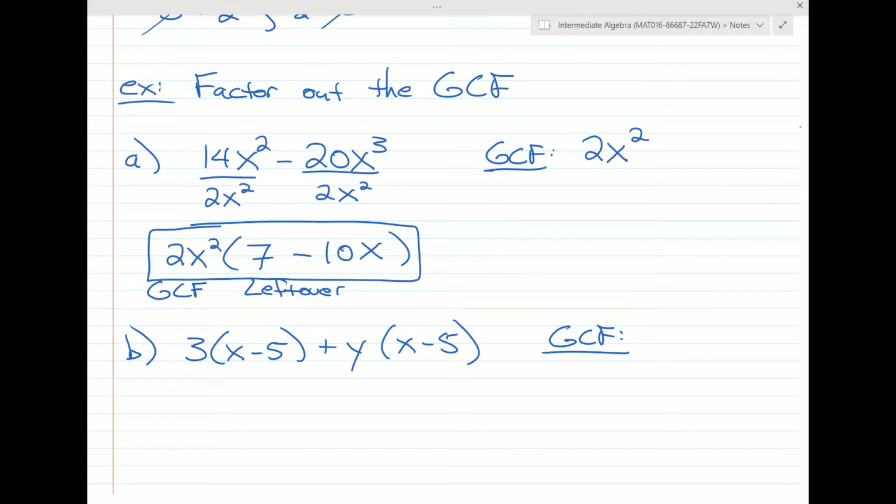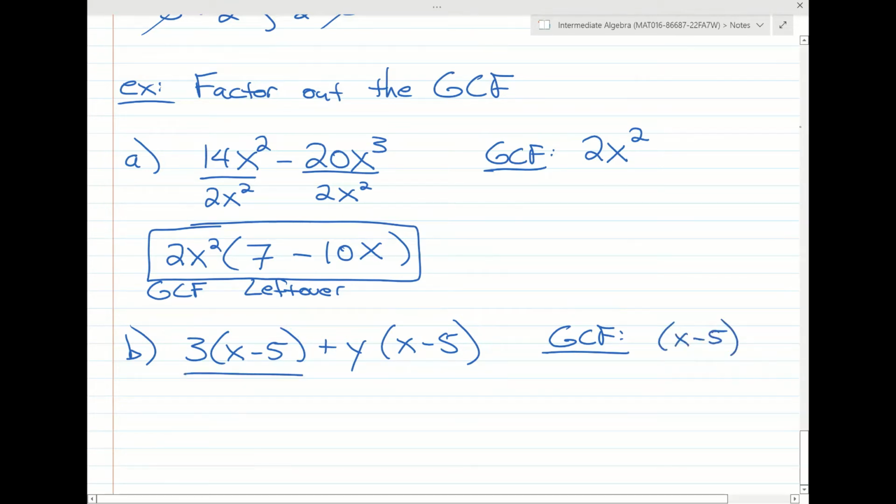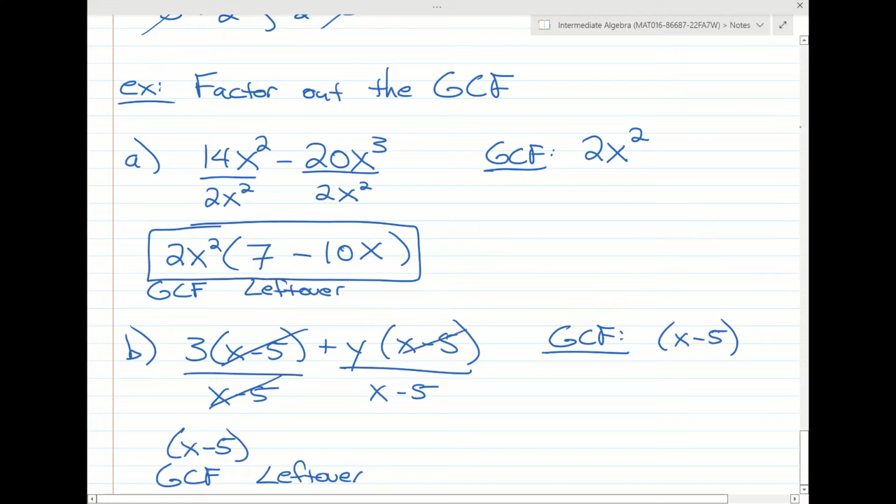We'll look at each term, this one and this one. Both terms have an x minus 5 in common. So what we could do is divide both of these by x minus 5, and then write the GCF, and then write what's left over. So the GCF would be x minus 5, and then what's left over is the 3 plus 1.